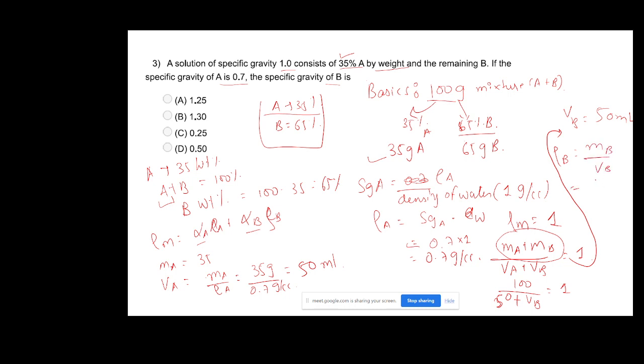Now, to calculate the density of B, density is MB by VB. The weight of B is 65 in the mixture and the volume of B is 50, so the density comes out to be 65 by 50, which is 1.3 gram per cc. The specific gravity is rho B by rho w, which is 1.3 gram per cc by 1 gram per cc, which is 1.3. So the specific gravity of B here is 1.3, and 1.3 is the correct answer. Any doubt so far?